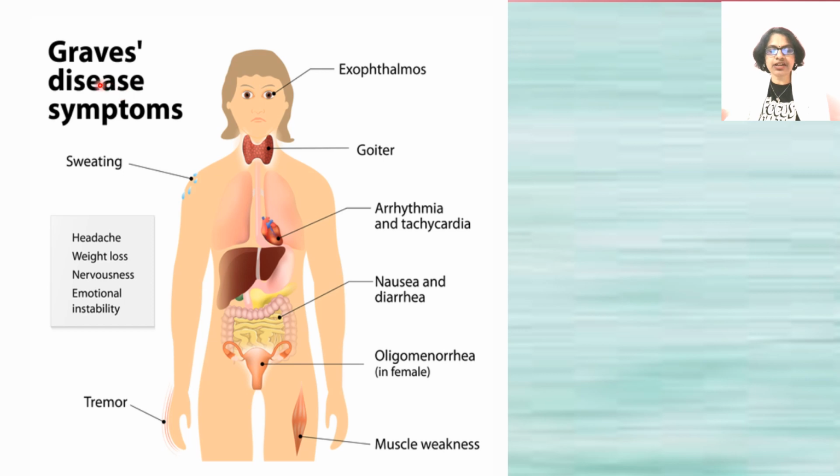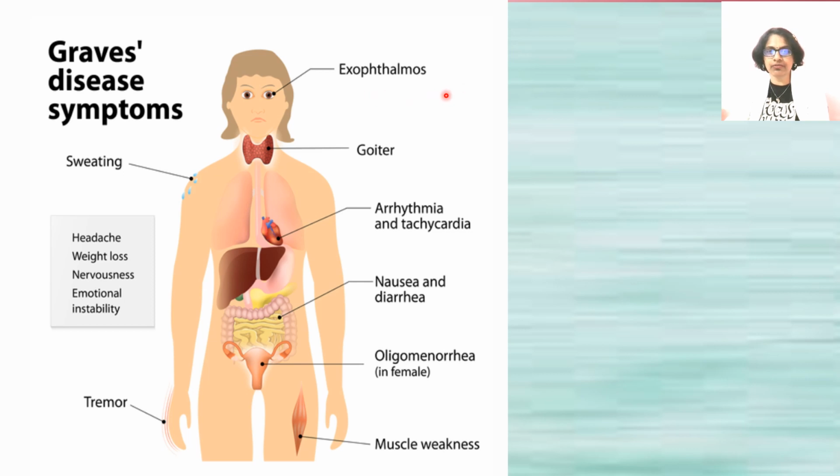Then another condition because of the autoimmune condition, that is Graves' disease. So what kind of symptoms can we see? Sweating we can notice. The patient is having tremors, exophthalmos. So what do you mean with this condition? Exo means outside, so the eyeball may be looking externally.